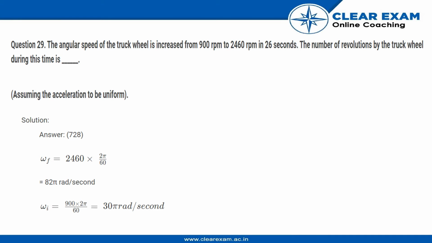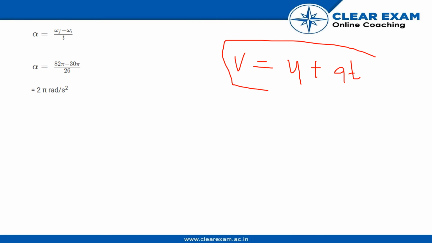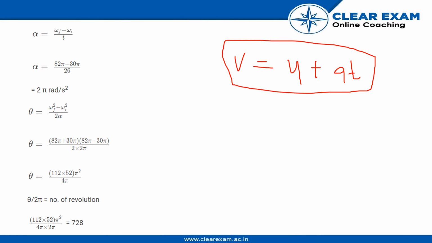which is v equals u plus at, correct? So this is the first equation that we have for motion, and over here we are just going to change the terms, that is v is changed by omega f, u is changed by omega i, a is changed by alpha, and t is the same as time.